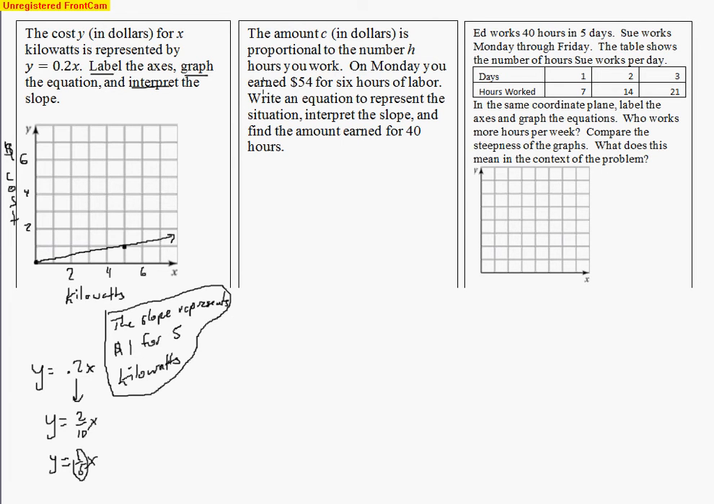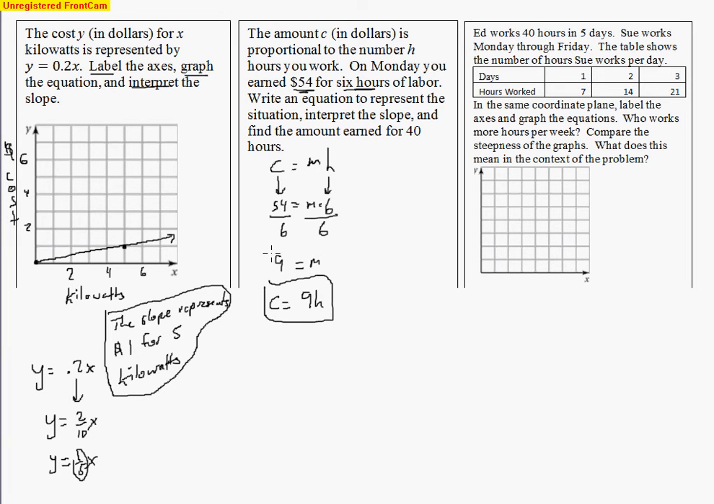Here it says the amount C in dollars is proportional to H hours you work. On Monday, you earned $54 for 6 hours. Okay, so they have this equation, C equals, and then the slope. This is the constant of proportionality here, times h, the number of hours. So we don't know what the slope is. We don't know that constant of proportionality yet. So we're going to find out what it is. I'm going to plug in 54 for C, and then I've got my m value here, and my h value, I have to plug in 6 hours. So now I'm ready to divide. Divide by 6, and I'll find out my value of m. So m equals 9. And so now I can write the equation. C equals 9h. That's part of it now.